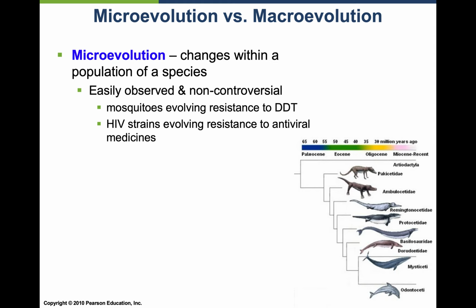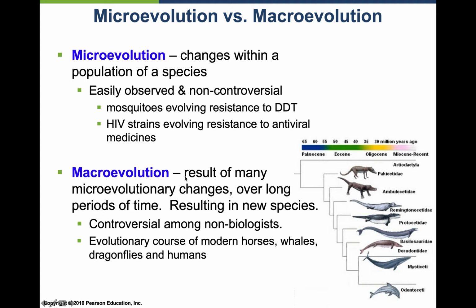And macroevolution, these are really the results of many microevolutionary changes over a long period of time. So these are essentially resulting in new species. This is a little bit more controversial among non-biologists because you can't really observe it. It takes millions and billions of years for this to happen. But these are evolutionary courses that really have resulted in things like horses and whales and dragonflies and humans. And we'll talk about some of these things as we go through.